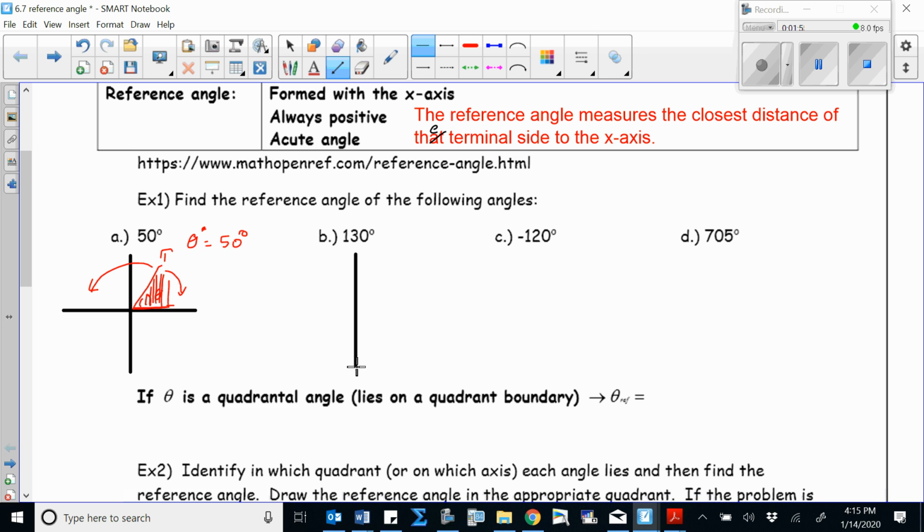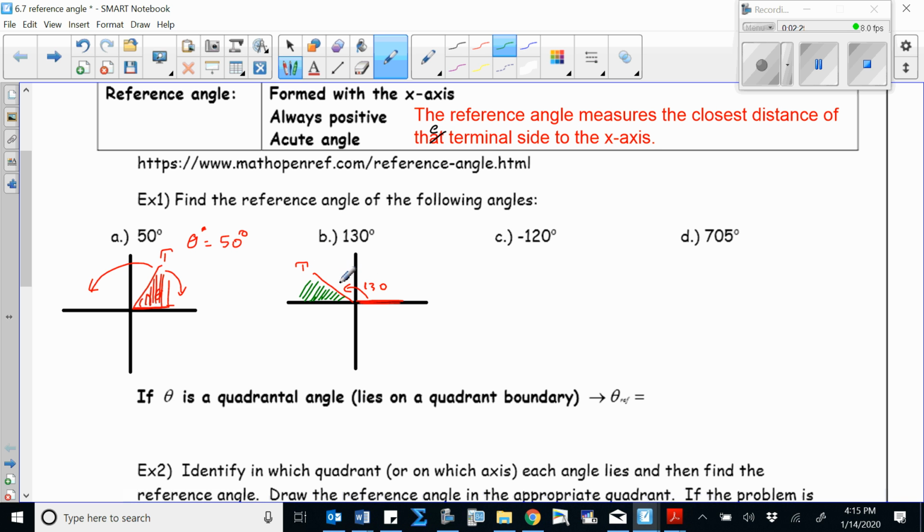Now let's see what happens if I have 130 degrees. So the angle 130 is going to be here, like this is the starting, the initial side, and the terminal side is going to be somewhere around here. So this is 130, and this is my terminal side. The closest distance of the terminal side to the x-axis is going to be here. This is the closest distance.